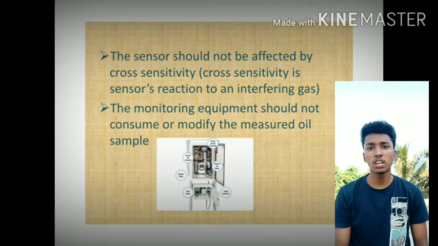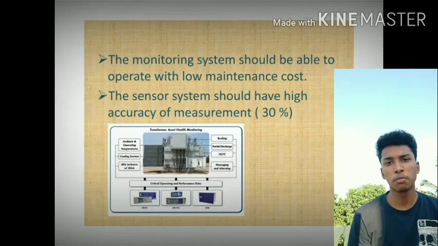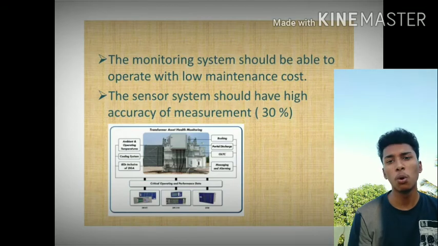The monitoring equipment should not consume or modify the measured oil sample, as it may have to perform multiple tests. Consuming oil each time may reduce the amount of oil in the unit. The system should be able to operate with low maintenance cost. Like other machines, it is also expected to have low maintenance cost.